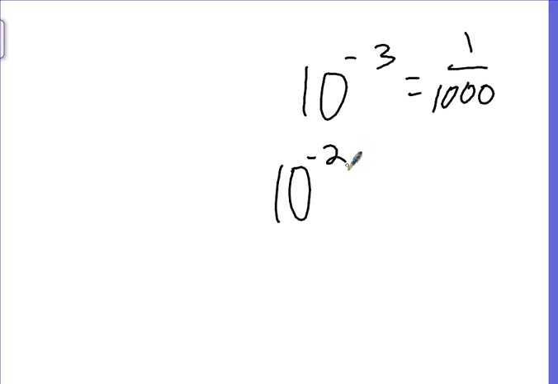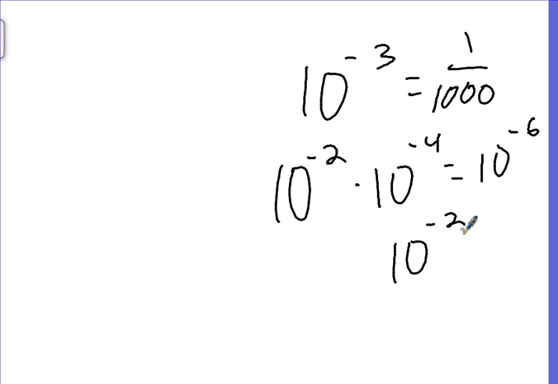Okay, so you tell me this one. 10 to the negative second times 10 to the negative fourth. What does that equal? That equals 10 to the negative 6. Because you remember we have to add the exponents? So it equals 10 to the negative 6, because we're multiplying, right?